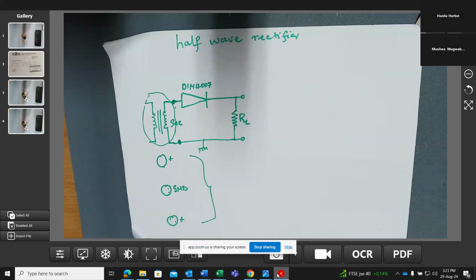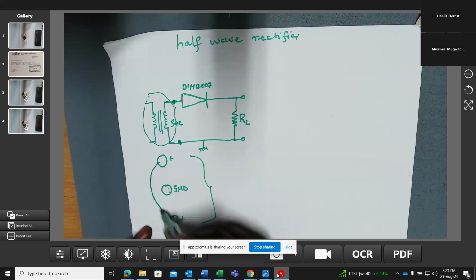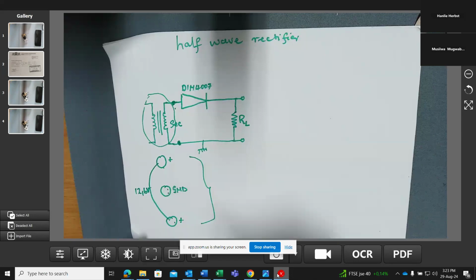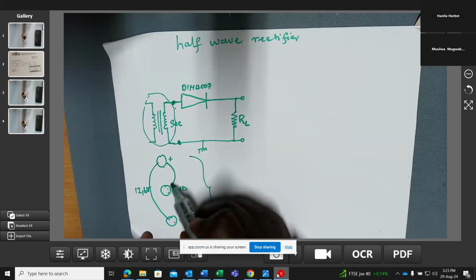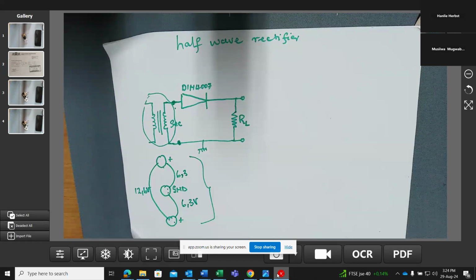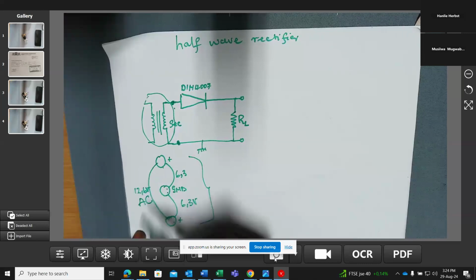Now, with this center tap transformer, it simply means that when I measure the voltage from here to there, I'm going to get that 12.6 volts. But if I measure from here to here, I'm going to get half of this, which means it's going to be 6.3 volts. From here to there, also is going to be 6.3 volts. That is how you find it when you measure the voltage in your laboratory. That is your 12.6 volts AC. Remember, don't forget, this is your AC voltage.